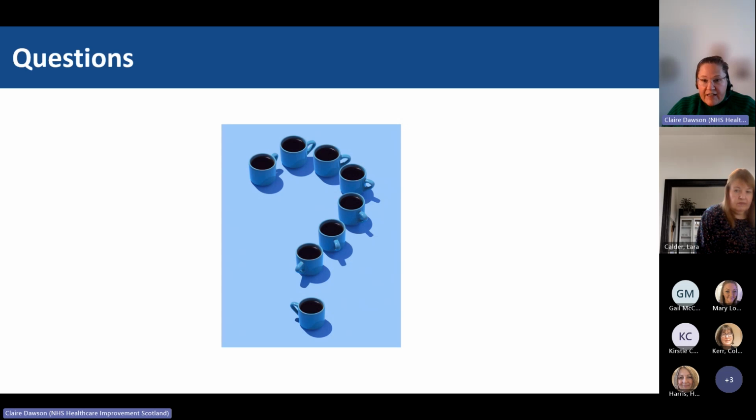I can see in the driver diagram example you gave, there wasn't any measurable percentage in it. Is it okay not to have a measure in your aim?